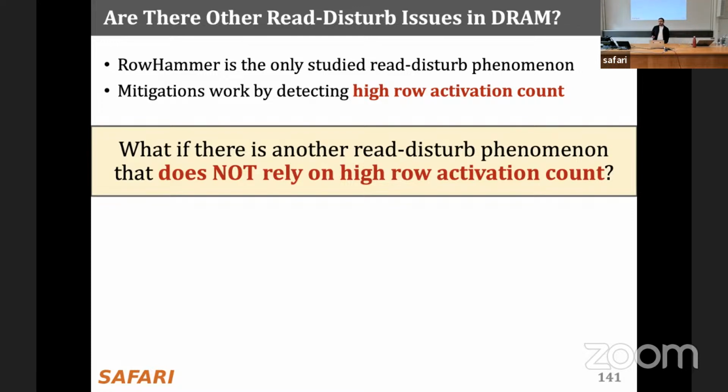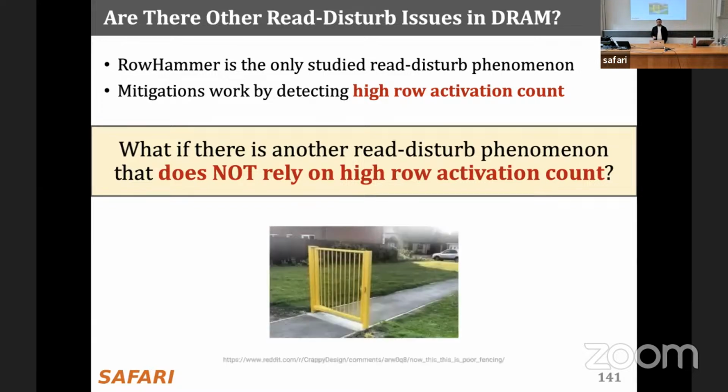So what if there's another read disturbance problem that we cannot actually mitigate by just looking at the high activation count? Such a potential unknown read disturbance phenomenon can make our very sophisticated and provably secure mitigation mechanisms vulnerable or bypassable because of the basic assumption of requiring high activation count.